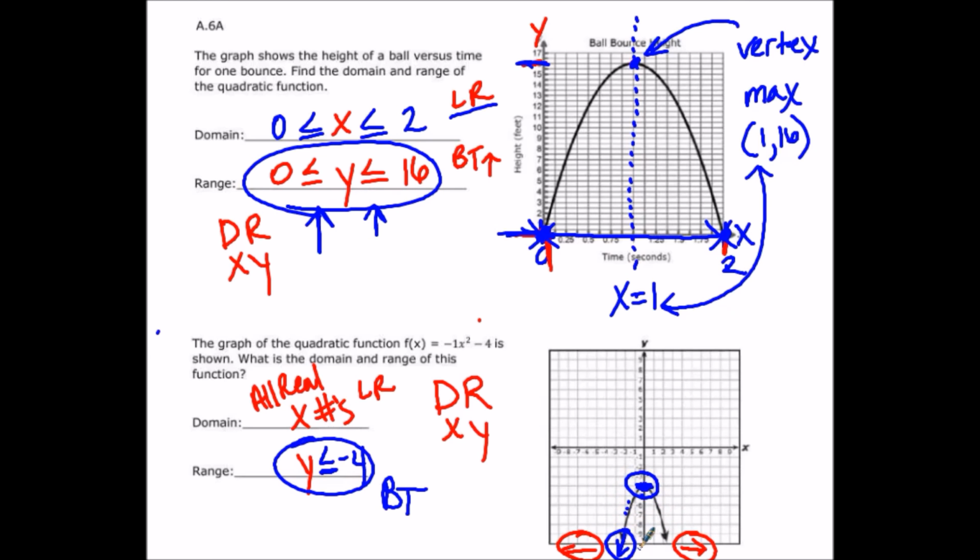So, 1 stopping point, 1 inequality; 2 stopping points, 2 inequalities; and if there are no stopping points, it's all real numbers. Rewind that and check that mug out, you know what I'm saying?